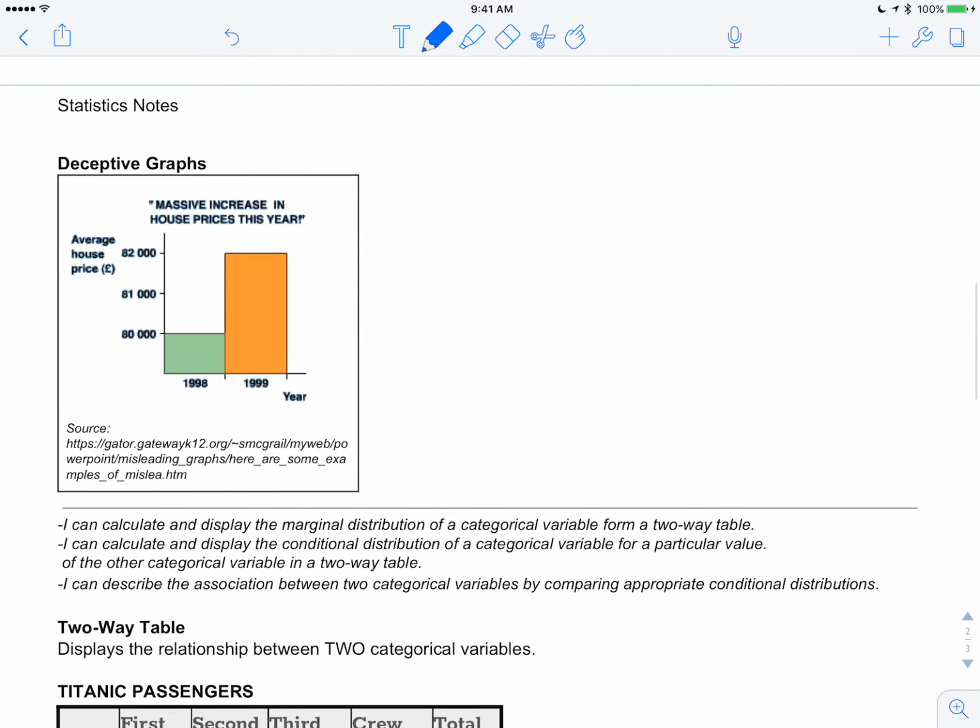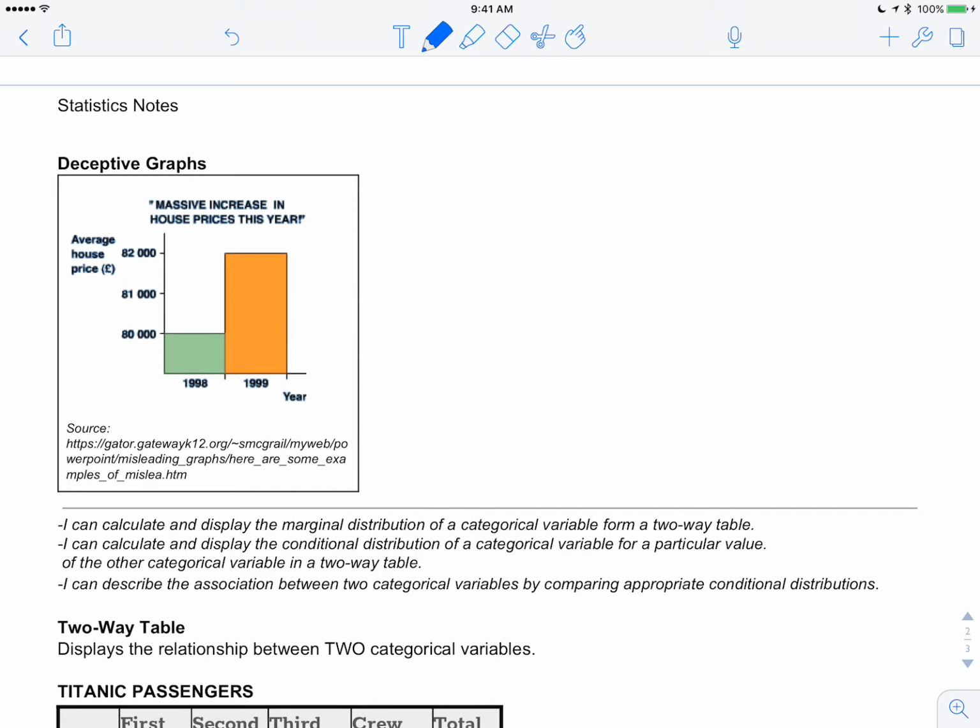Let's move on to deceptive graphs. We have a graph here showing massive increase in house prices this year. It's got an exclamation point. The word massive is there. They got an average house price. They got this column in green, much shorter than the column in orange, but this is deceptive.